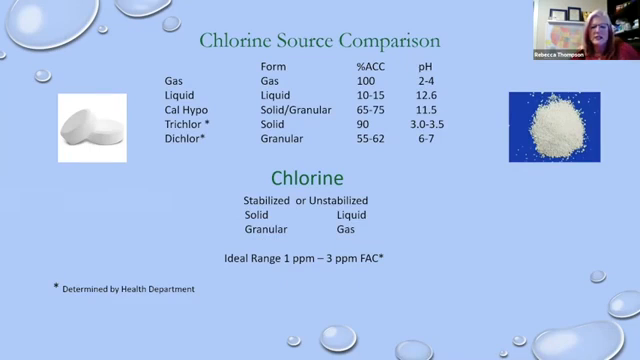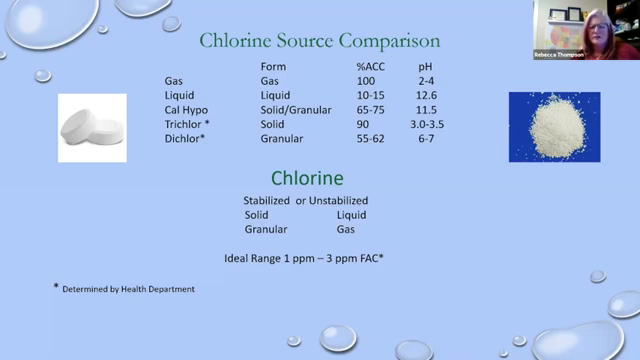Chlorine comparison. This is one of the things that I try and talk about a little bit because it is important to know the pH and the available chlorine of the product that you're using. Chlorine gas, which I said we don't see a lot of, has an available chlorine of 100 percent and a pH of 2 to 4, which is very, very low. Liquid chlorine is typically 10 to 15 percent available chlorine, and the average pH of that is about 12.6. I've seen it as high as 13 or 14 on your pH.